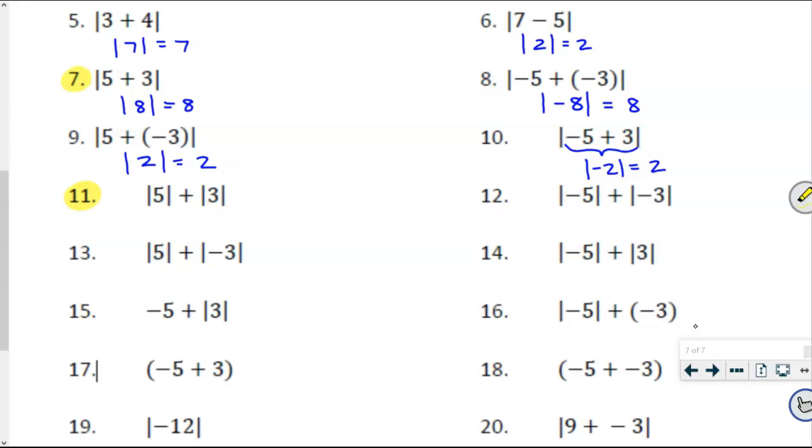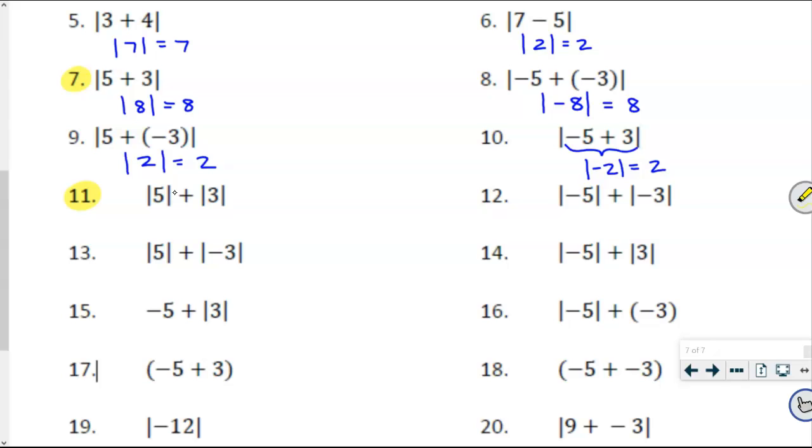Okay, and now come back to me. What do you see is happening there with 7 and 11? Similar and different. Waiting for some hands. Thank you, Liv. Yes, exactly. Number 7, the addition is grouped together inside of one single absolute value. Number 11, we have an absolute value of a number plus an absolute value of a separate number. So the addition is not part of that grouping symbol.